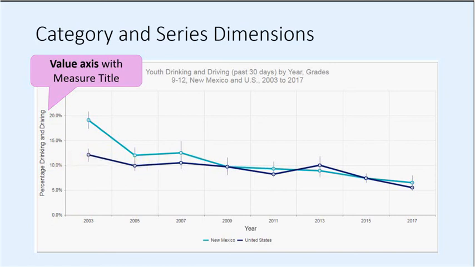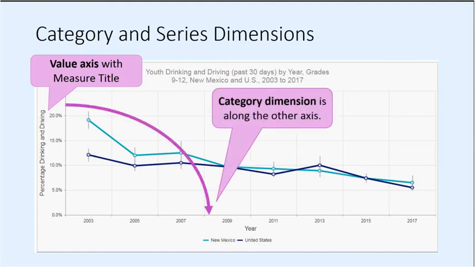The other axis is always where you'll find the category dimension. On this graph, the category dimension is year, and the category dimension values are the specific years, 2011, 2013, etc.